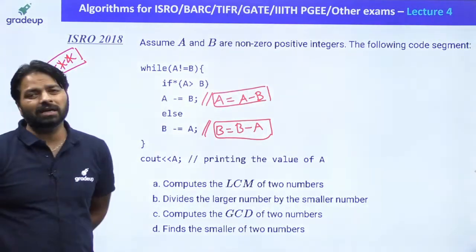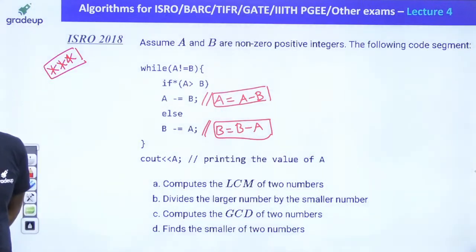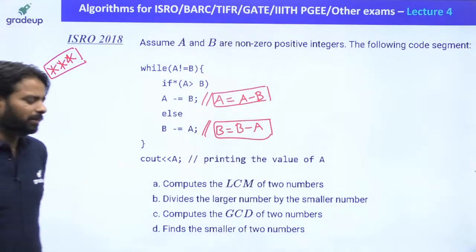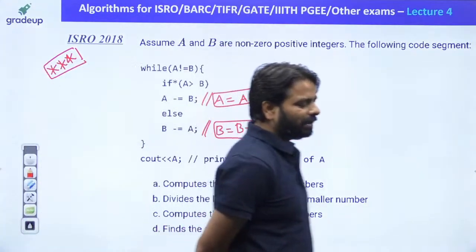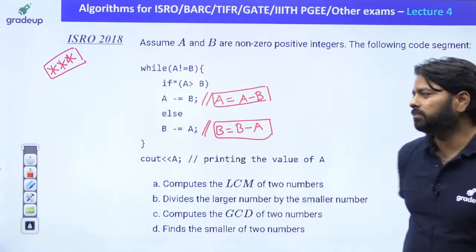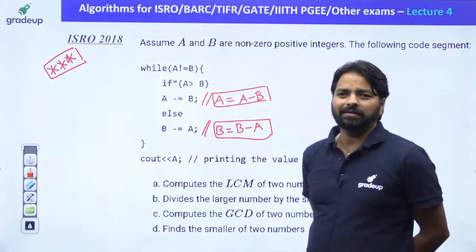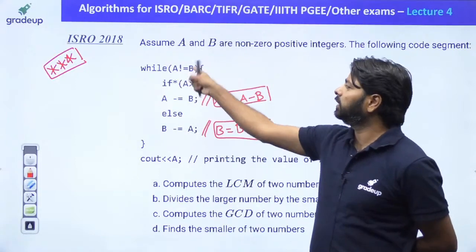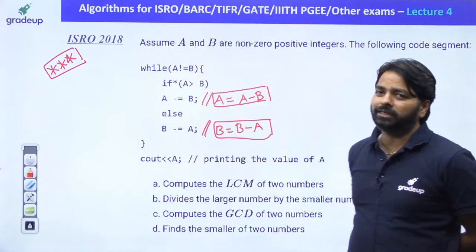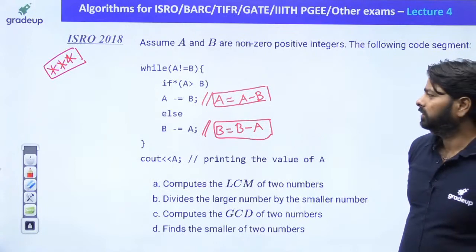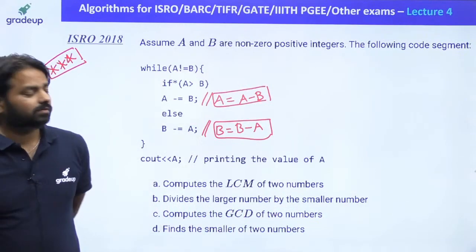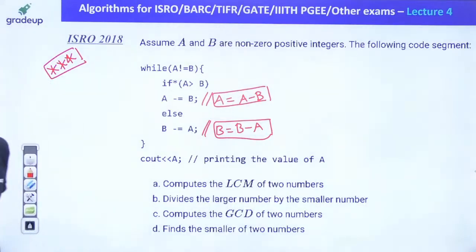It is not C code, it is not C++. Out of two elements, you are always subtracting the smaller element from the bigger element. What do you get at the end? Till you get equal, you keep on doing it. Once you get equal, you terminate. Find the smaller of two numbers.